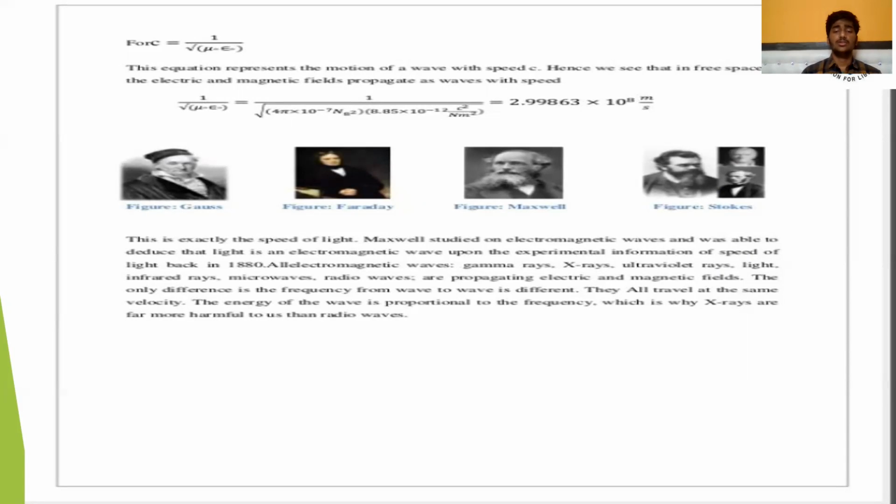All electromagnetic waves, gamma rays, X-rays, ultraviolet rays, light, infrared rays, microwaves, and radio waves, are propagating electric and magnetic fields. The only difference from wave to wave is the frequency. They all travel at the same velocity. The energy of the wave is proportional to the frequency, which is why X-rays are far more harmful to us than radio waves.